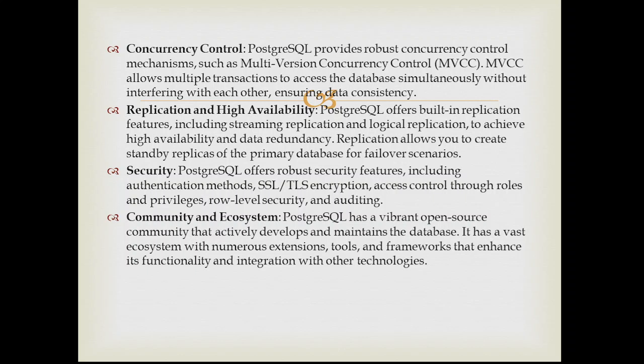Concurrency control. This is the most important feature of it, you can say, the best feature which PostgreSQL has. PostgreSQL provides robust concurrency control mechanisms such as MVCC. MVCC allows multiple transactions to access the database simultaneously without interfering with each other. It also ensures data consistency.